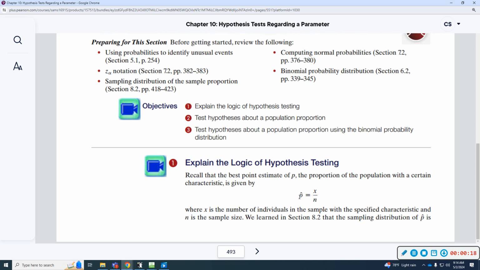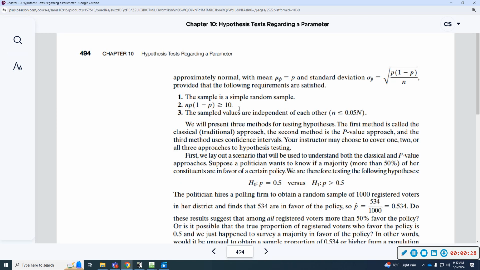Here is a description of p hat, which is a sample proportion, and they describe x and n right here below. This is what you learned in 8.2. Also, they remind you of the standard deviation, the criteria to check that you have a simple random sample, and to check that it's independent, so that np(1 minus p) is greater than 10, and that your sample size is less than 5% of the entire population.